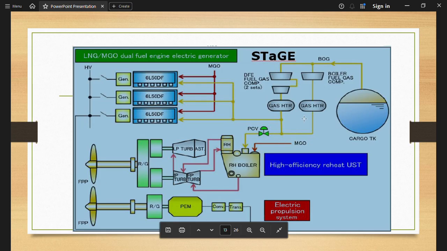Now the other line, when we speak about this gas heater, is going through the pressure control valve, and we also have the MGO line, please remember it, the red line. Through the pressure control valve, it is going to the boiler. Okay, then you also have the reheater. From the boiler we also have the reheater, it is going to the HP turbine.